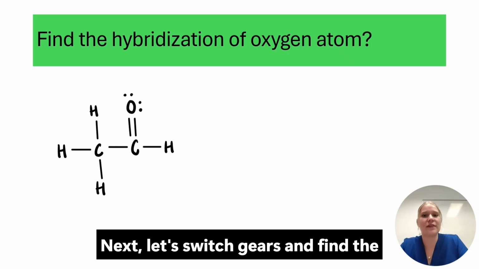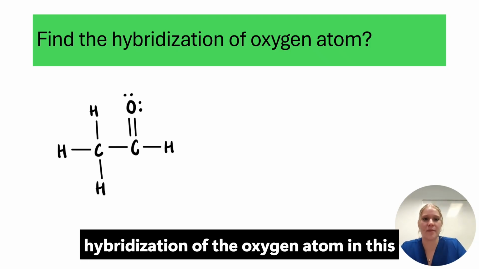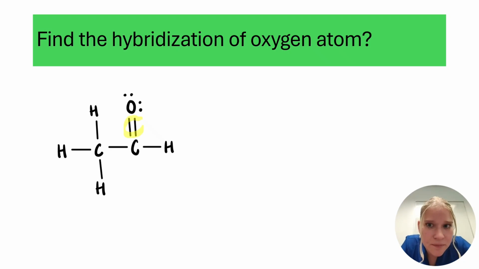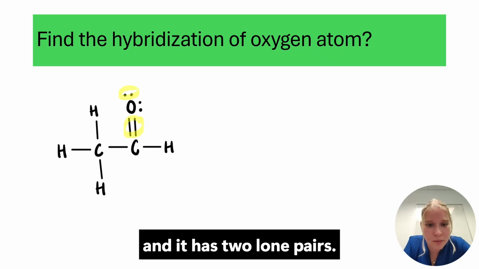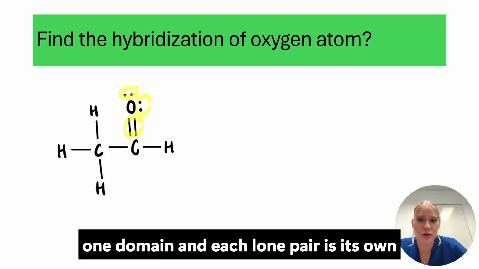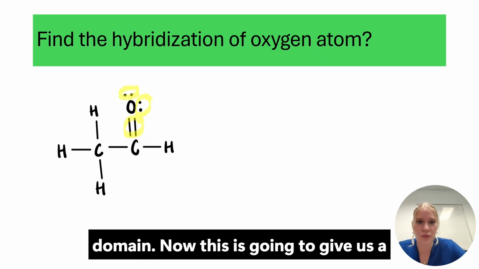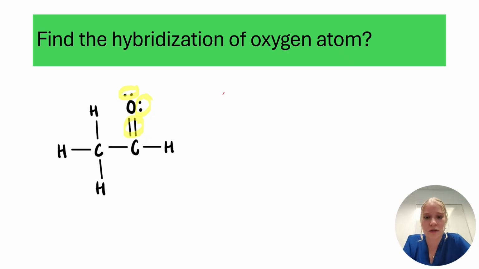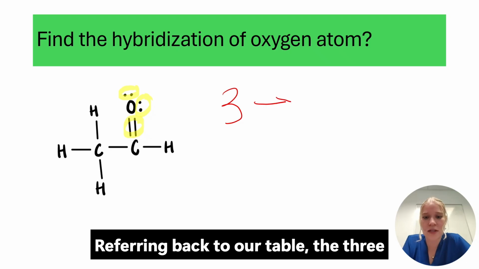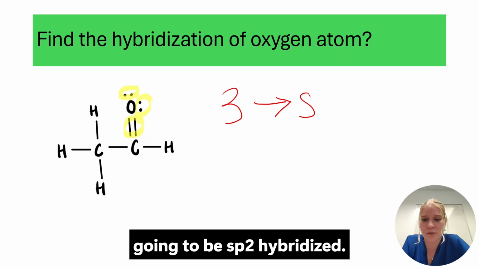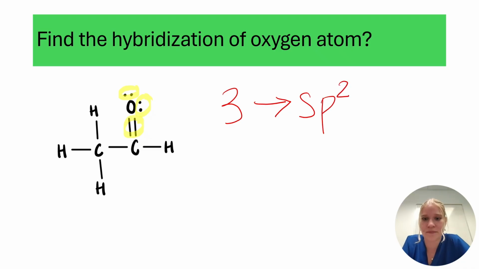Next, let's switch gears and find the hybridization of the oxygen atom in this molecule. Looking at the structure, acetaldehyde, oxygen has a double bond to carbon, and it has 2 lone pairs. Following our rules, the double bond is one domain, and each lone pair is its own domain. Now this is going to give us a total of 3 electron domains. Referring back to our table, the 3 domains means that the oxygen is also going to be sp2 hybridized.